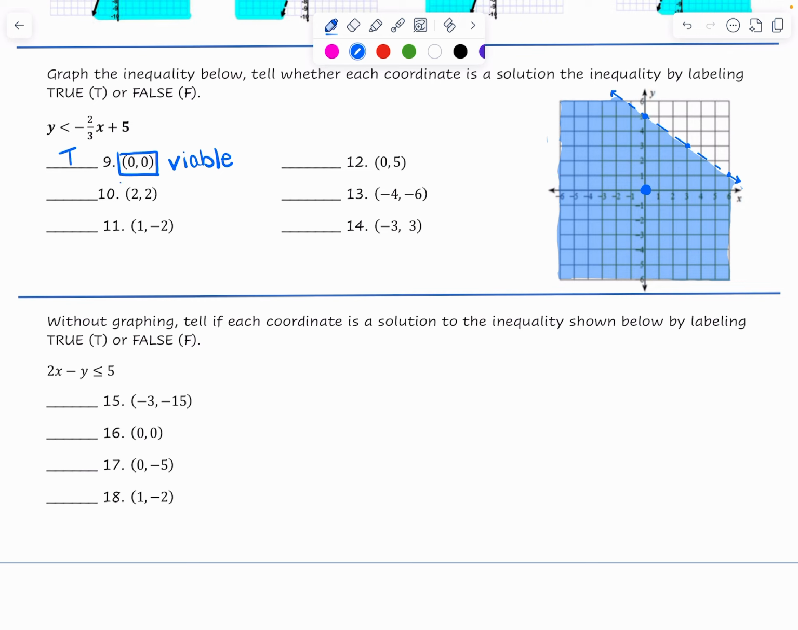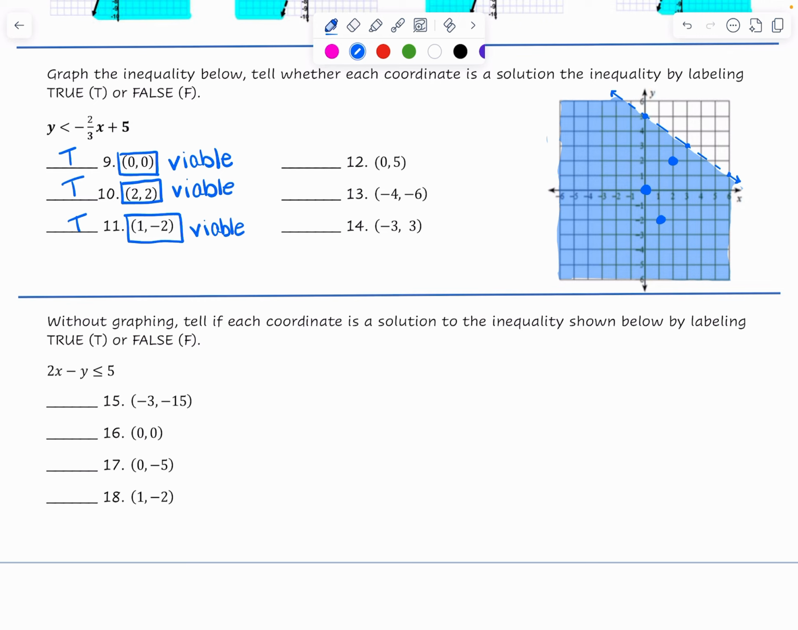Now 2, 2, if I plot that one on the coordinate plane, that is going to be located right here. That's that coordinate. So that one, again, is in the shaded area, so that is a viable solution. Now, if I graph 1, negative 2 on the coordinate plane, that point is going to be 1, negative 2. That is also in the shaded area, and that is also true. It is a viable solution.